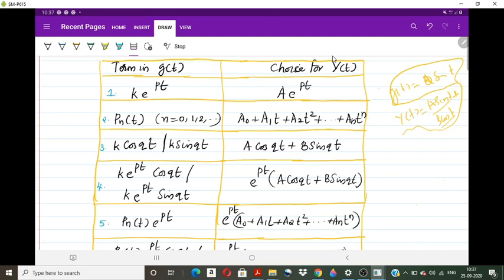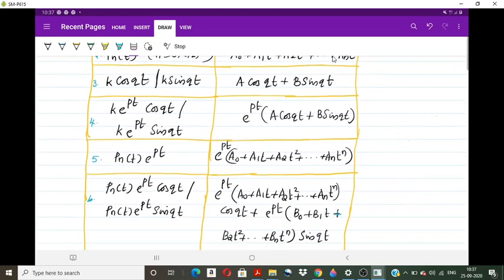Okay, so just keep in mind that whether the g of t is of the form k cos qt or k sin qt, we have to choose y of t as a cos qt plus b sin qt, even though the g of t contains only one of sin or cos. Now if the combination comes, that means k e raised to pt cos qt or k e raised to pt sin qt, then we have to use y of t as e raised to pt times a cos qt plus b sin qt. Now sometimes a polynomial into e raised to pt form will be there. Then we have to choose e raised to pt into the standard form of the polynomial.